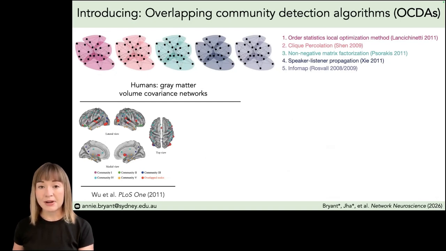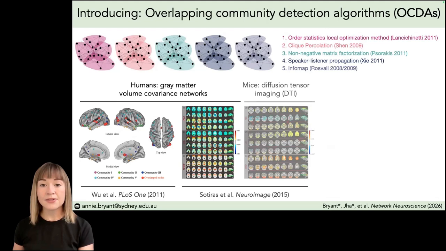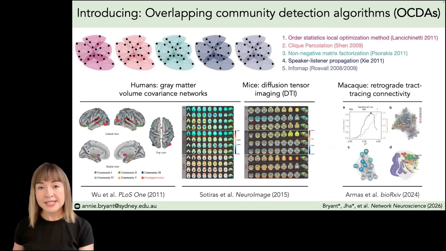In humans, this has primarily comprised gray matter covariance networks by Wu and colleagues, and subsequently by Sotiras and colleagues, who also looked at structural connectivity in mice using diffusion tensor imaging. More recently, Armas and colleagues examined overlapping community architecture with retrograde tract tracing in the macaque brain.